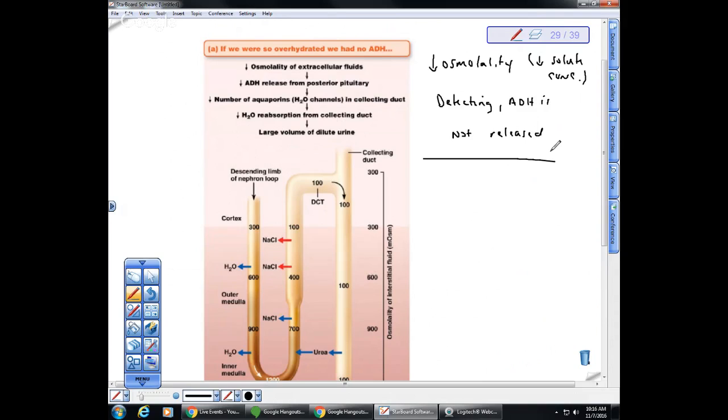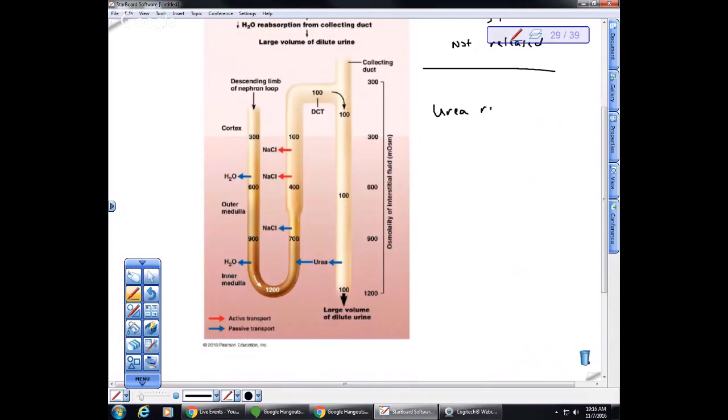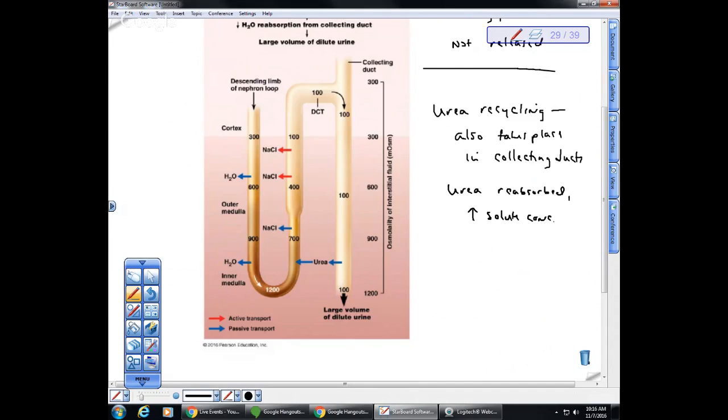However, we also have the ability in the collecting ducts to recycle urea. So we can call this urea recycling, and this also takes place in the collecting ducts. What that does is urea is reabsorbed, and it causes the solute concentration in the medulla to increase. So it increases the solute concentration of the interstitial fluid in the medulla. Urea, as well as sodium and chloride, are important solutes in that process.